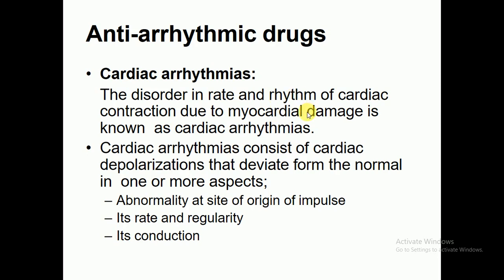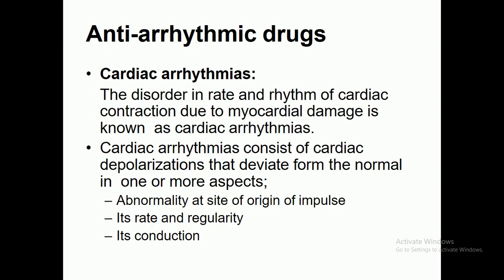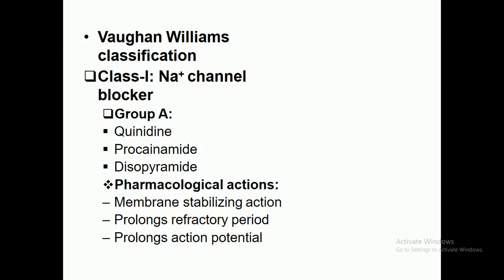So those drugs which are used in the treatment of abnormal conditions like myocardial damage and cardiac arrhythmia are called anti-arrhythmic drugs. According to the Vaughan-Williams classification, anti-arrhythmic drugs have been classified into different categories. Class 1 is sodium channel blockers.